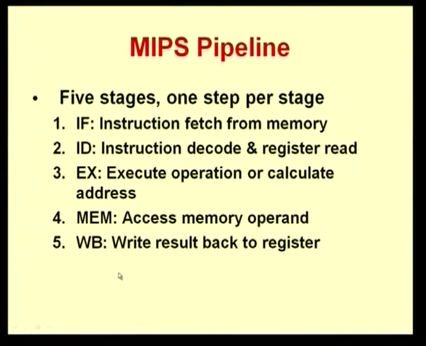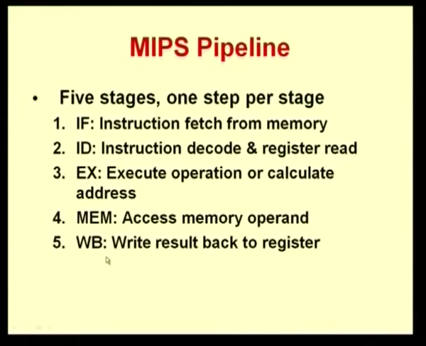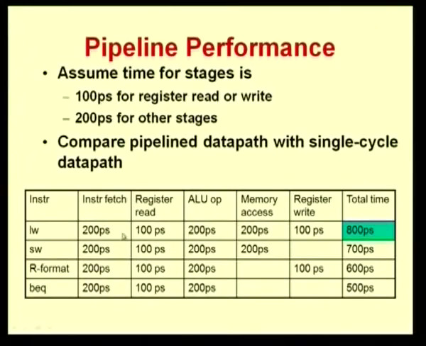So, we can see therefore that in our MIPS architecture, we can divide the entire instruction execution process into these 5 stages, and then use these 5 stages in a pipelined manner. If we are able to divide instruction execution into these 5 stages, we are expecting that we will get better performance. So, let us see how that will happen. Let us take some numbers here just to understand what will be the performance benefit that we can get. Assume the time for these stages is as follows. Let us say it takes 100 picoseconds for register read or write and 200 picoseconds for other stages. If we assume this, now let us compare the pipeline data path with a single cycle data path.